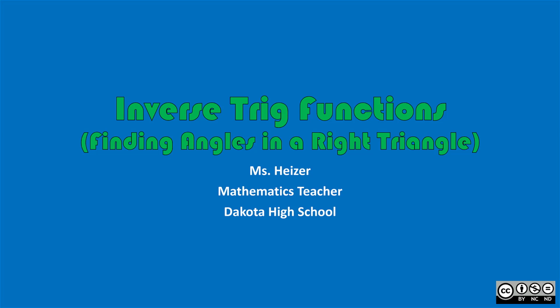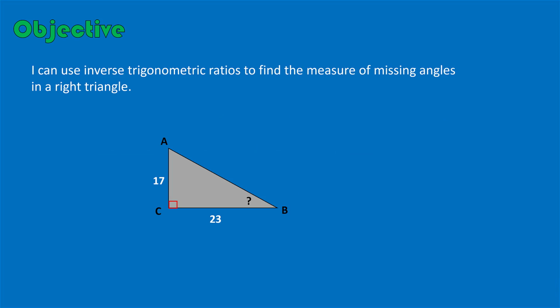Welcome to our lesson on inverse trig functions, or in other words, finding angles in a right triangle. Today's objective, we will be able to use inverse trig ratios to find the measure of missing angles in a right triangle. So in other words, we'll be able to solve problems that look like this with a missing angle.